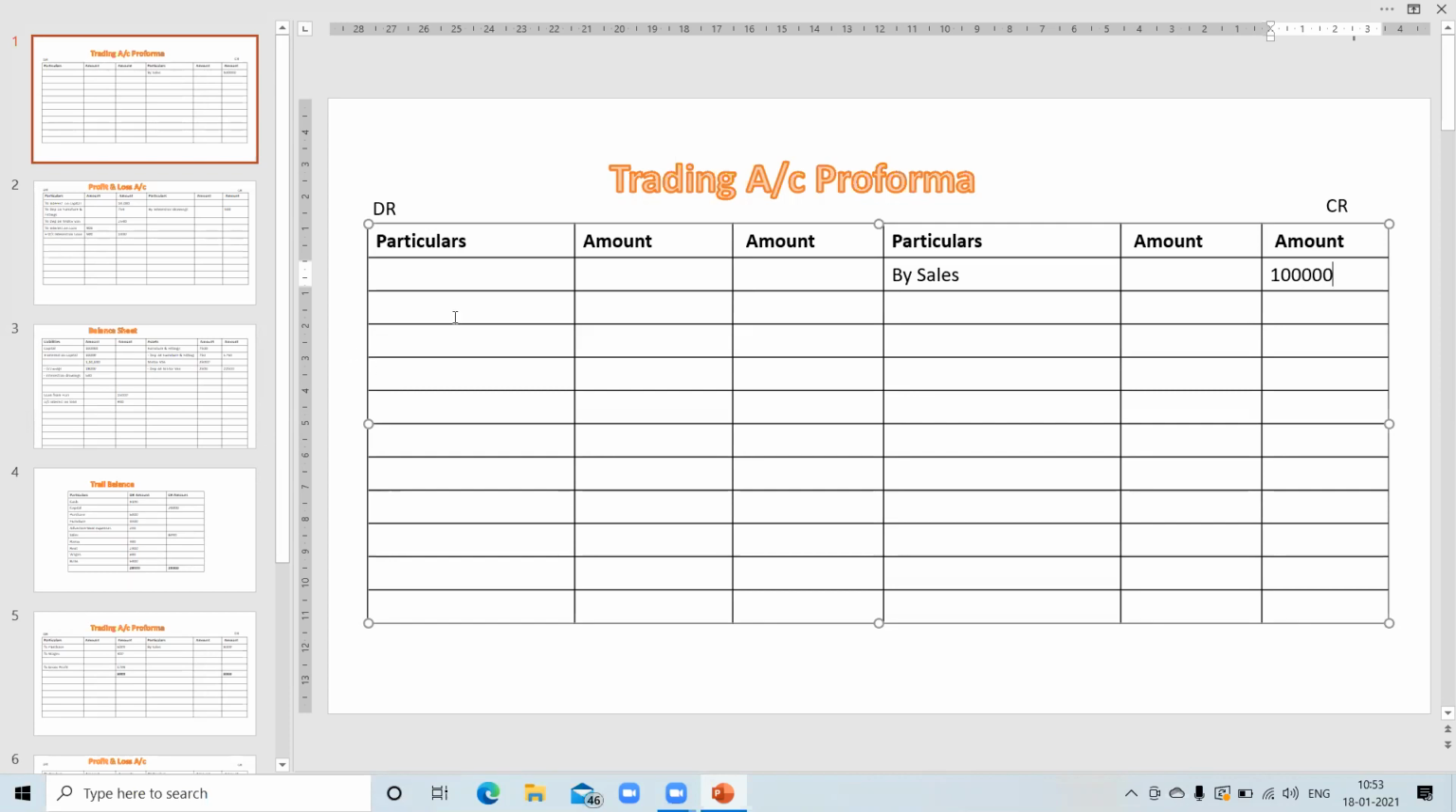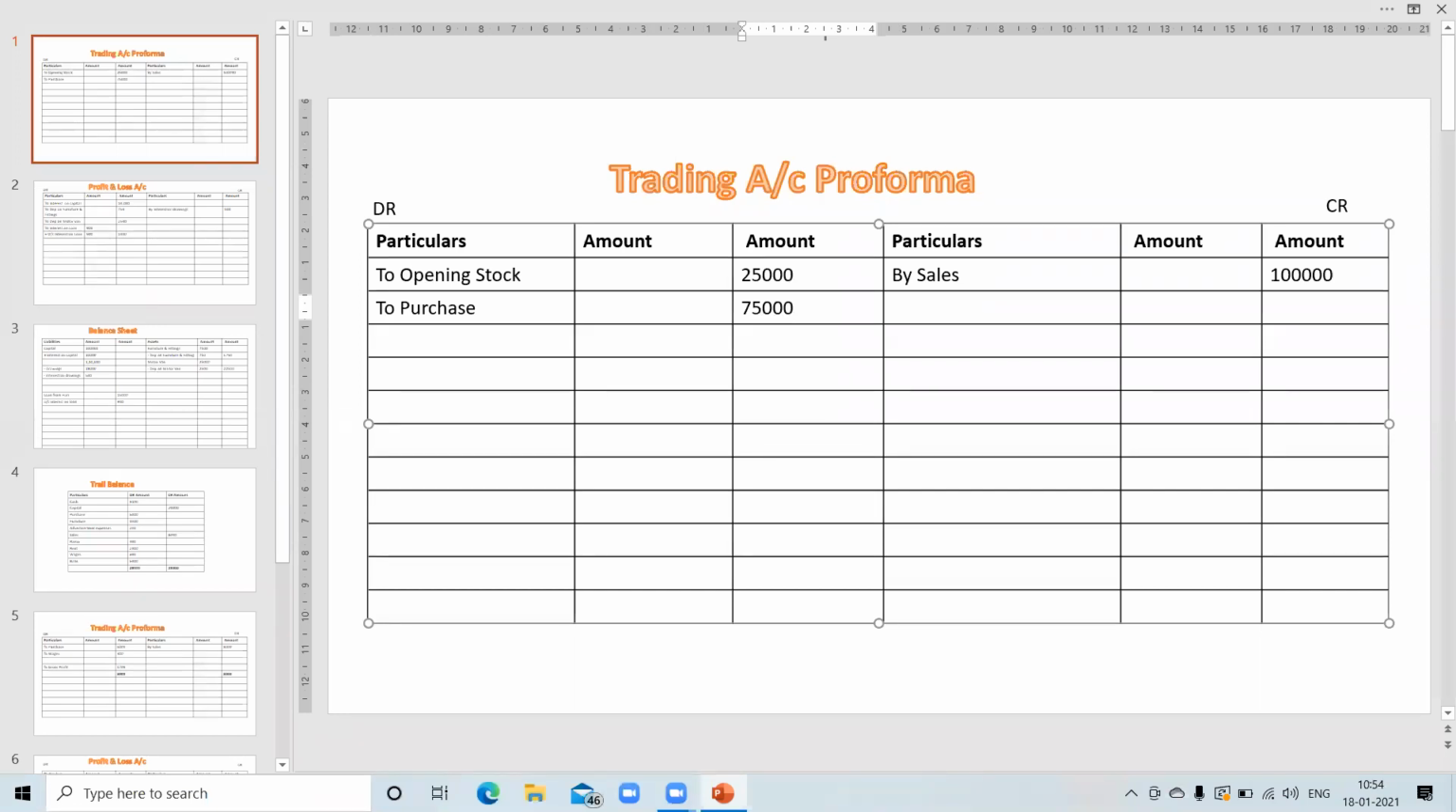Next is purchase. First, if we want any opening stock, we can write opening stock. The opening stock amount is 25,000. Next, to purchase, 75,000.